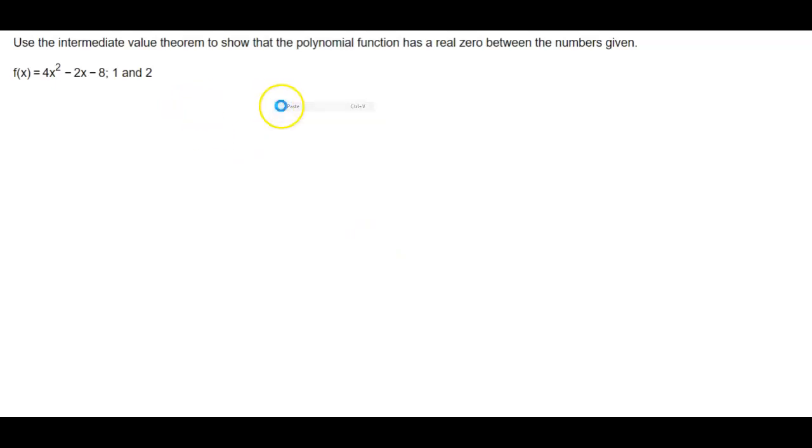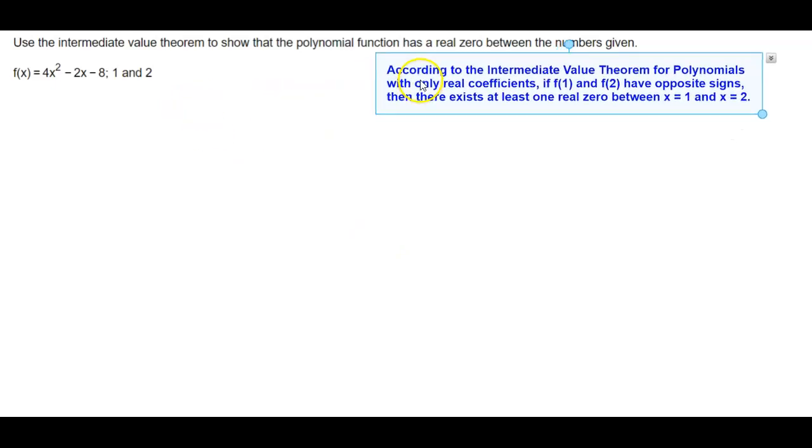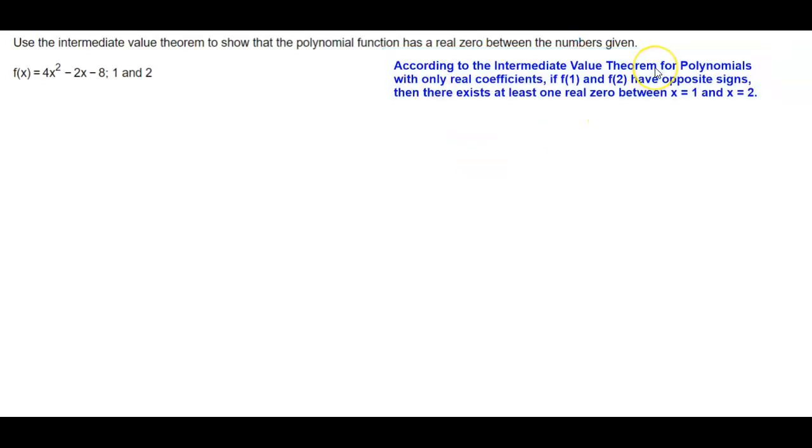First things first, according to the intermediate value theorem for polynomials with only real coefficients, if f of 1 and f of 2 have opposite signs, then there exists at least one real zero between x equals 1 and x equals 2. So the first thing we're going to do is find out what f of 1 is. We're going to say f of 1, and plug it into this function.